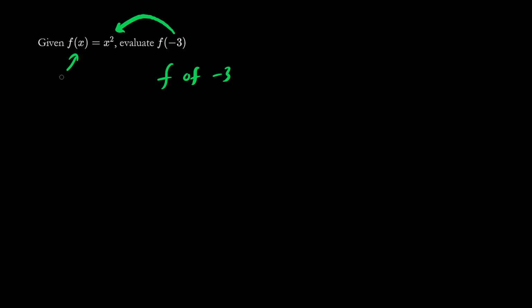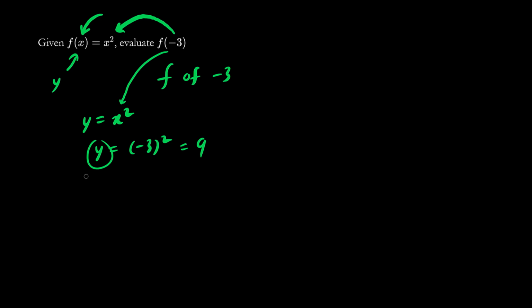So we can think of f of x as y. y equals x squared, and we're going to substitute negative 3 into the x. So y is equal to negative 3 squared, which is 9. In other words, we're going to plug into this factory an input of negative 3, and the output, the y value, is 9.